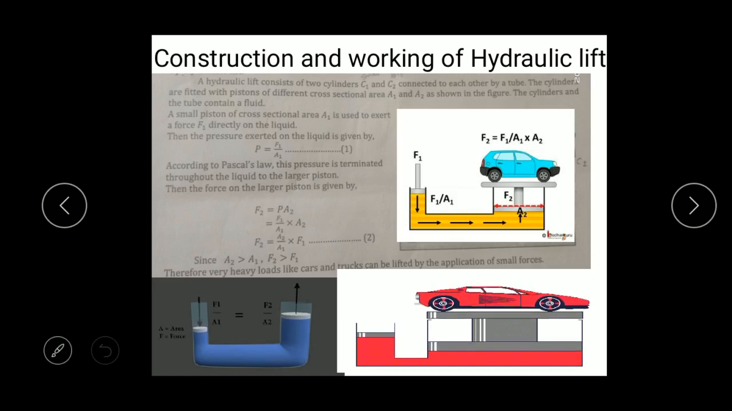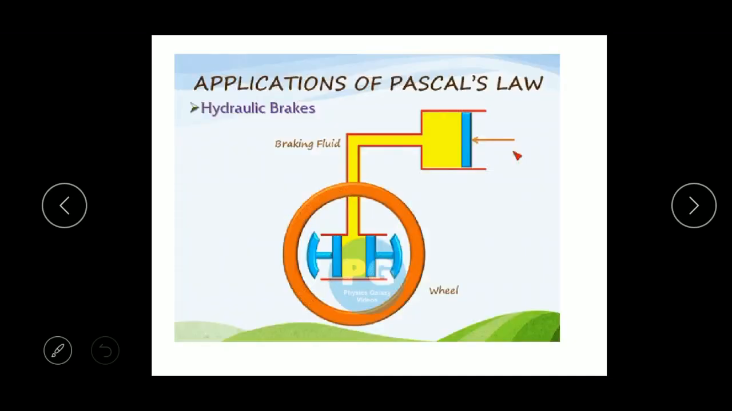Now let us discuss the next application of Pascal's law, that is the hydraulic brakes. So what is a hydraulic brake? A hydraulic brake is a system which is used in automobiles to retard its motion. To retard its motion, these hydraulic brakes are used. Now let us discuss its construction and working.